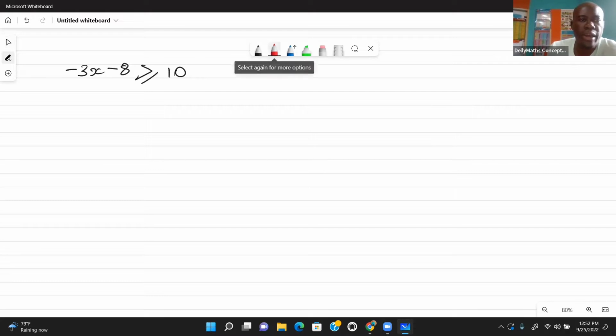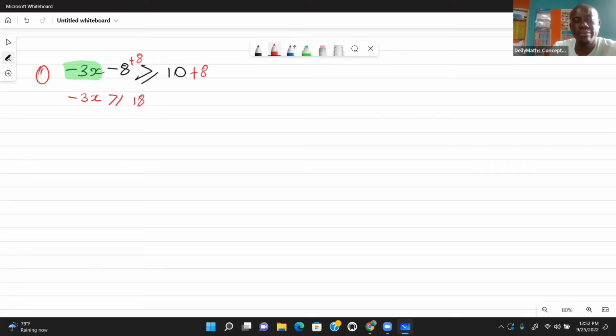There's another example that we have here. We have negative 3x minus 8 is greater than or equal to 10. All right, procedure remains the same. Firstly, we want to isolate the unknown and whatever is directly attached to it for last. So we're going to start off by getting rid of this negative 8 by adding 8 to the left side, and we balance by adding 8 to the right side. Then we rewrite what we have. So we'll have negative 3x, and this is going to be greater than or equal to 18.